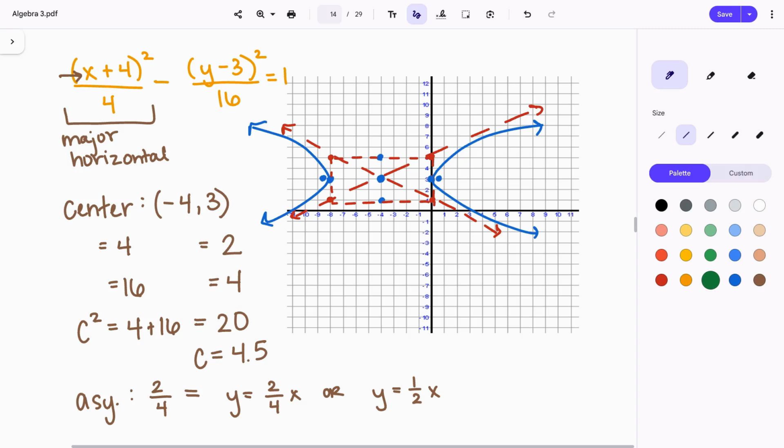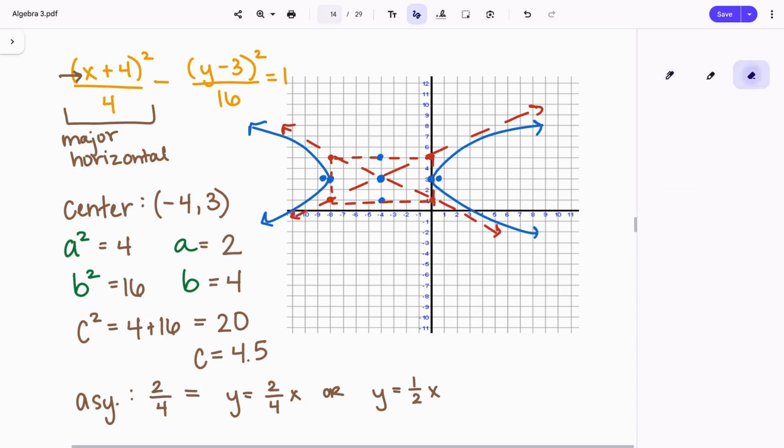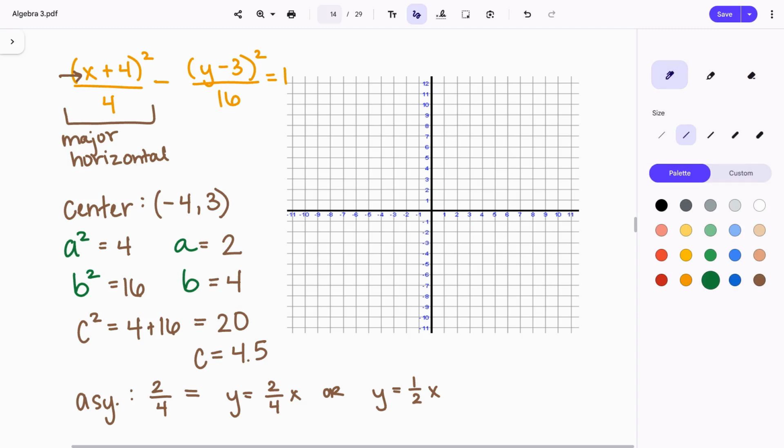So my a squared always comes first. So actually your a squared should have been a 4. So your a is 2. The b squared would be 16. So your b would be 4. So that is going to change our graph a little bit. The c should not be affected. The asymptote should not be affected. But my graph is going to need to change here a little bit.